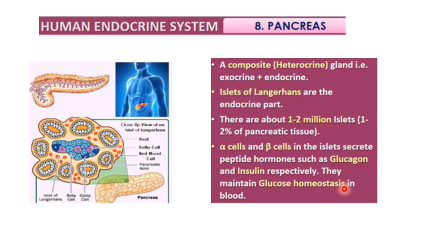Pancreas is a composite gland, that is, it is an exocrine as well as an endocrine gland. Islets of Langerhans are a part of its endocrine portion. These are about 1.2 million in number. The alpha cells and the beta cells in the islet secrete glucagon and insulin. So these two hormones are extremely important in glucose homeostasis in blood.